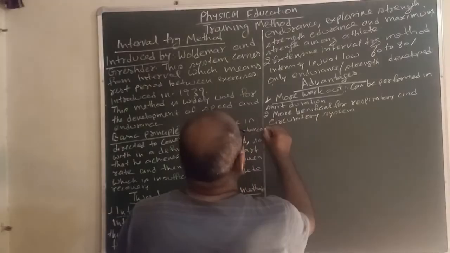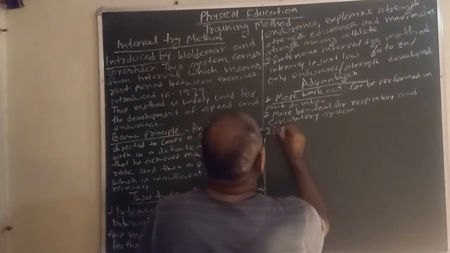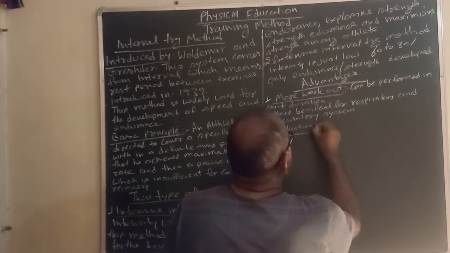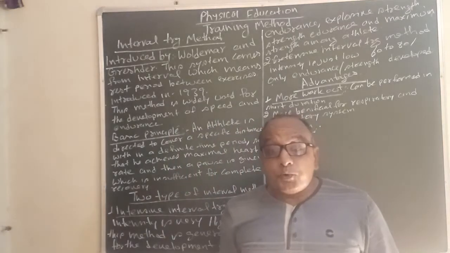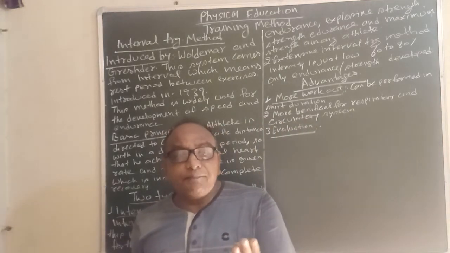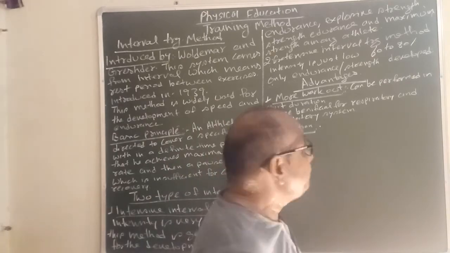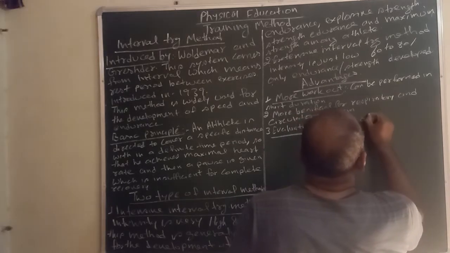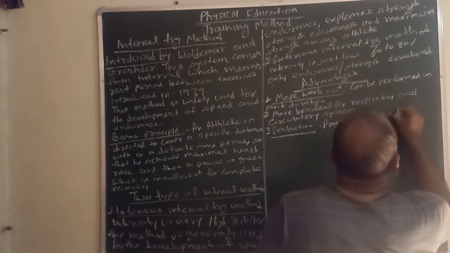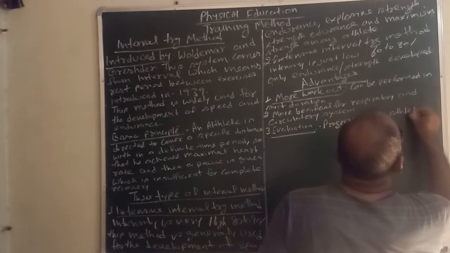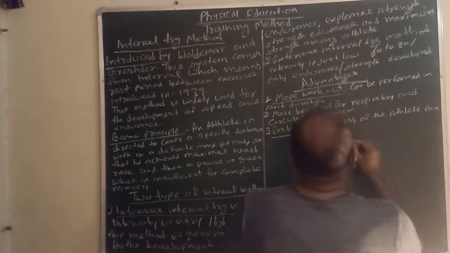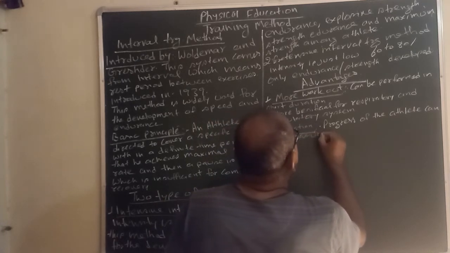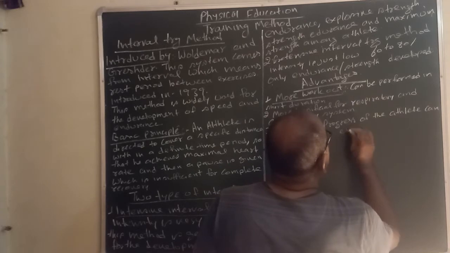Self-evaluation. Number third is evaluation. What it means? Progress of the athlete can be measured early. Progress of the athlete can be measured easily.